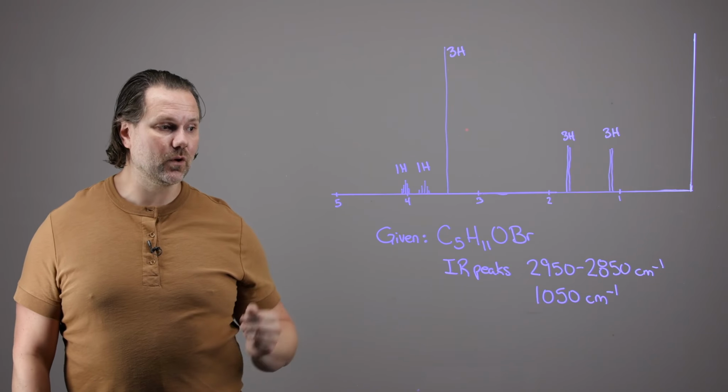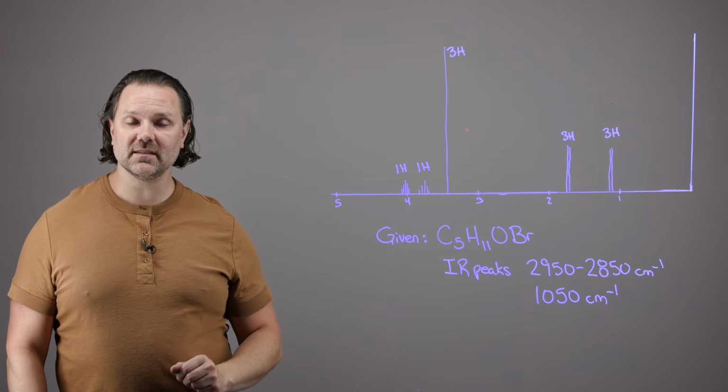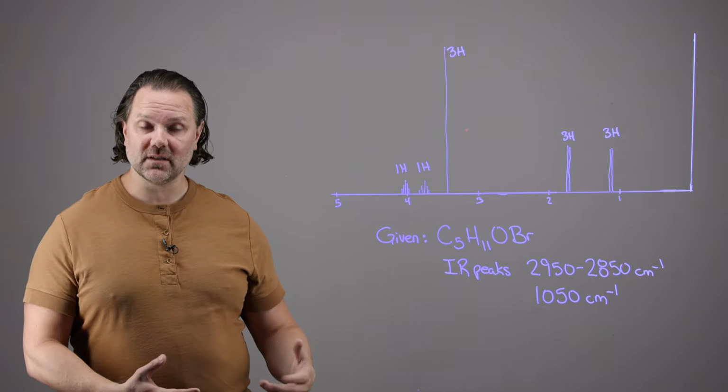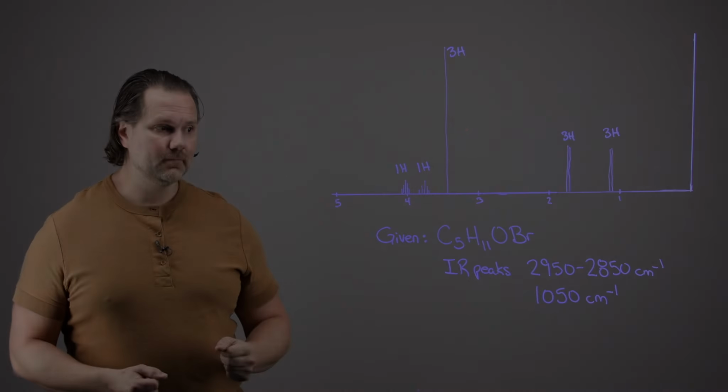First thing we recognize is what information is being provided to us. We have our chemical formula, and we also have been told some of the IR peaks. Alternatively, we could have been given the IR spectra and need to extract that information out of it, but we can handle it this way.